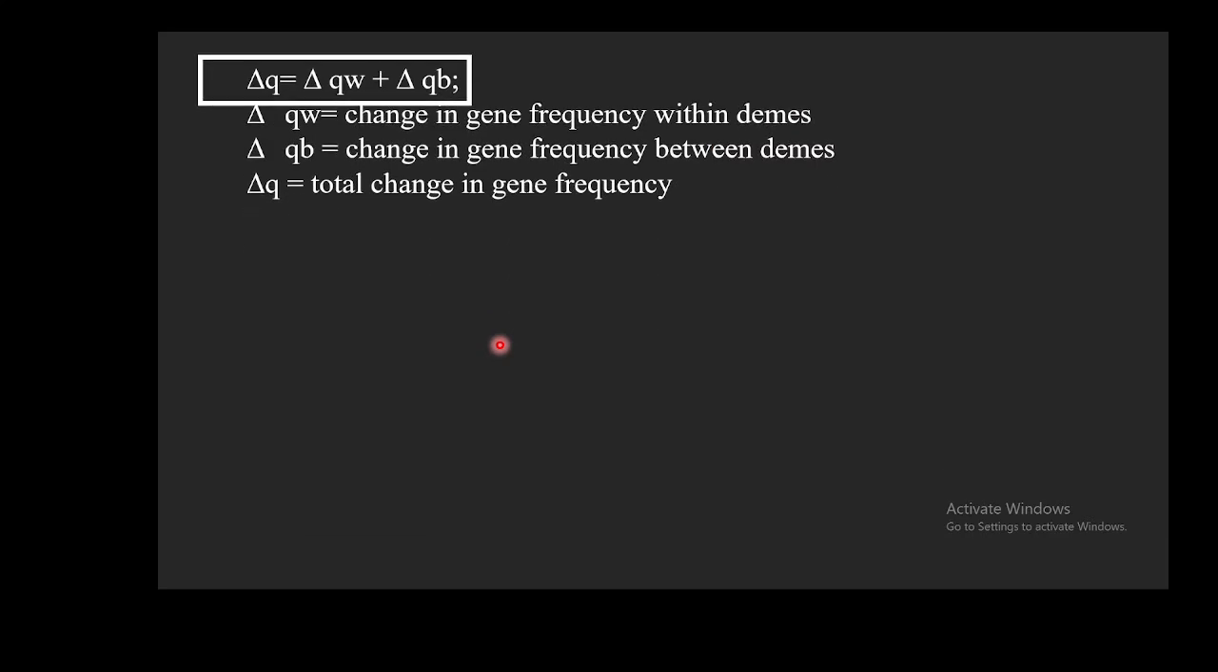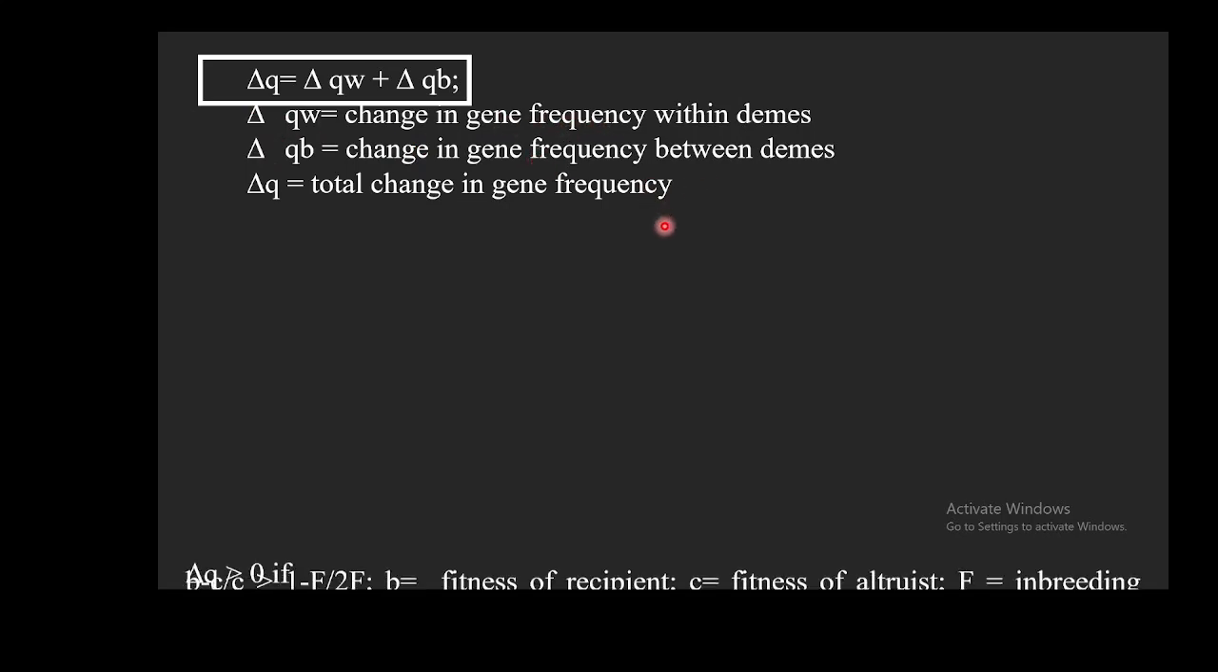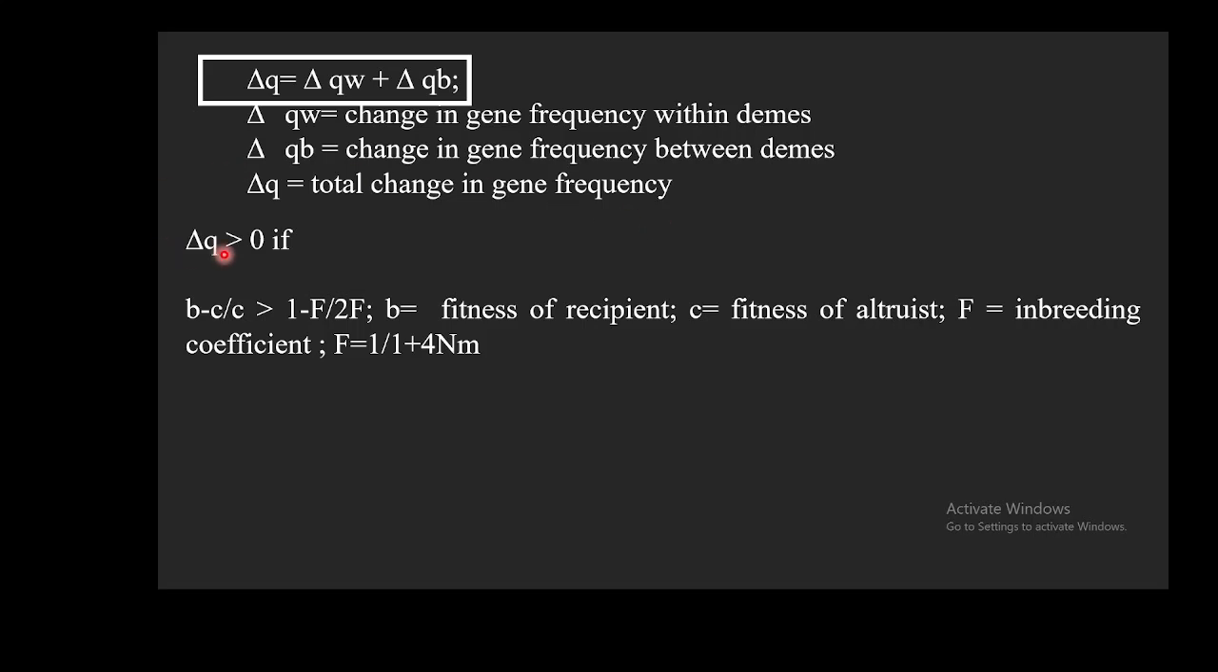So this is the total change in gene frequency. If you know the change in frequency within demes and in between demes, you can calculate the delta Q. Whenever the delta Q is more than 0, there is going to be interdeme selection. Why will it happen? Whenever B minus C divided by C is more than 1 minus F by 2F. So what is B? That is the fitness of the recipient, or you can say the beneficiary.